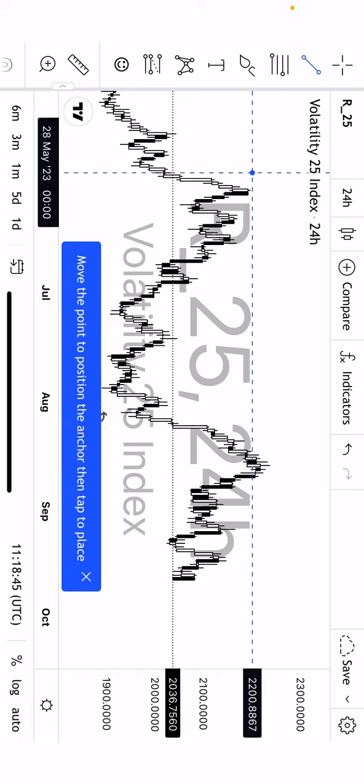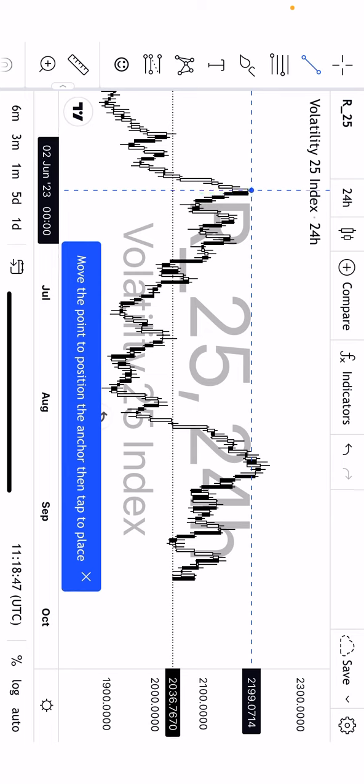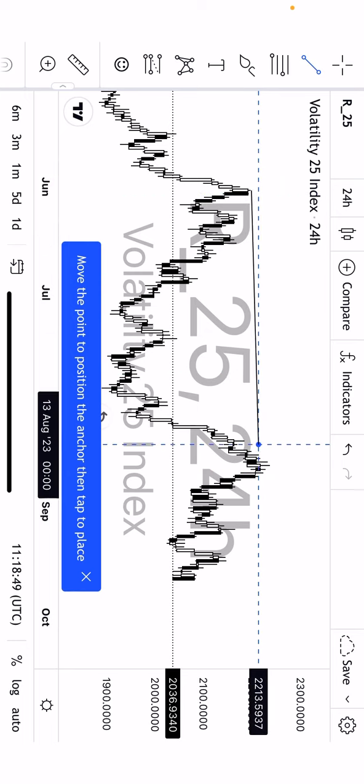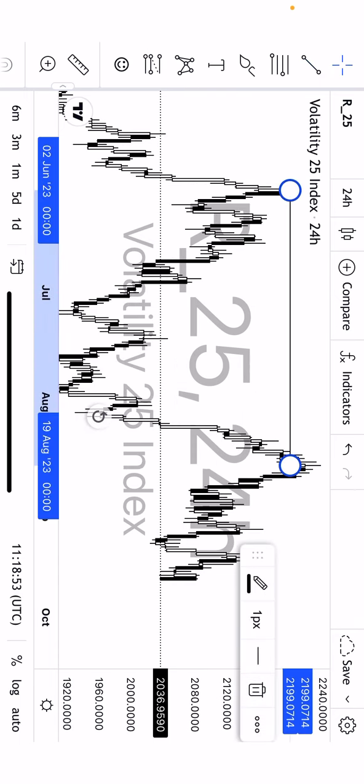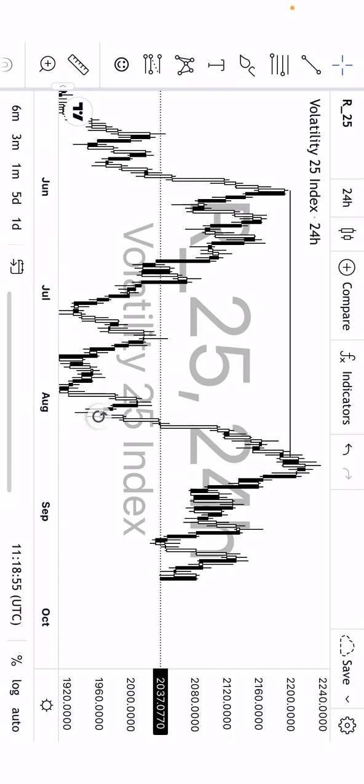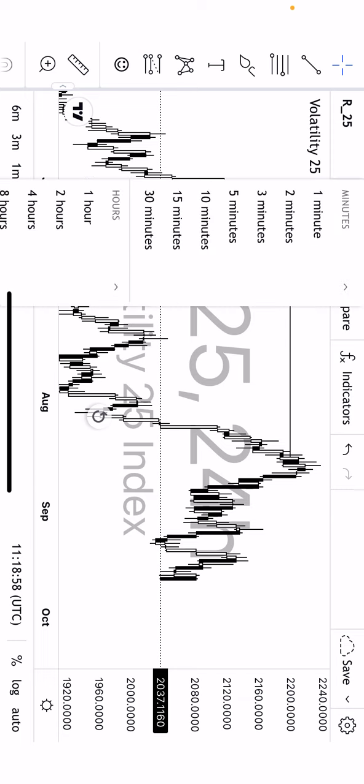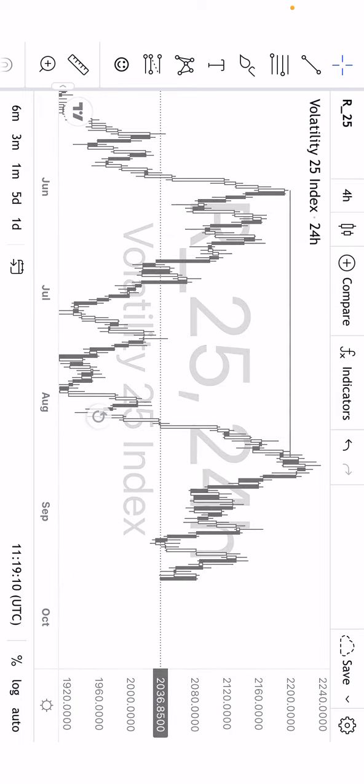So this is our last break of structure on the daily time frame. We have our last break of structure to the upside on the daily time frame. So here we go guys, you go to your 4 hours time frame. Now I'm not going to be making use of the 8 hours time frame because it is almost the same as the daily time frame. So I'm going to be making use of the 4 hours time frame as my next time frame.